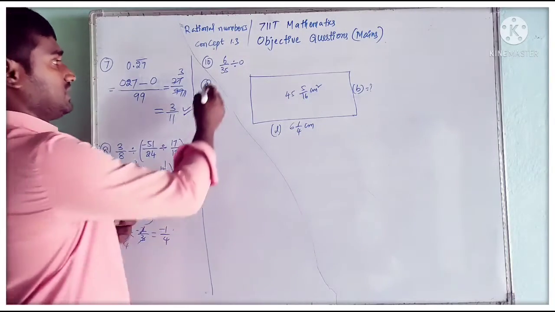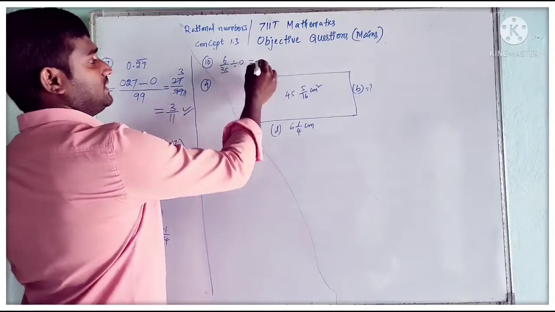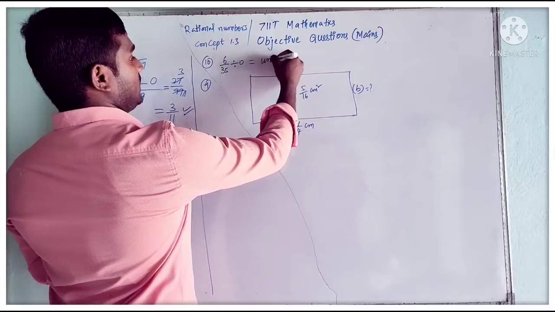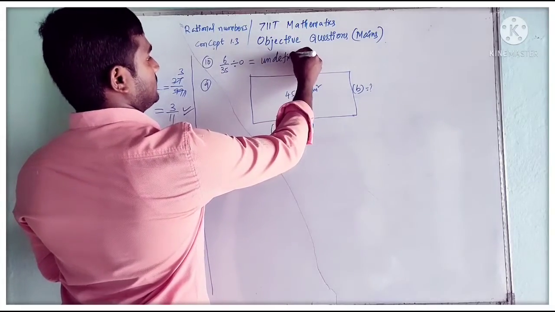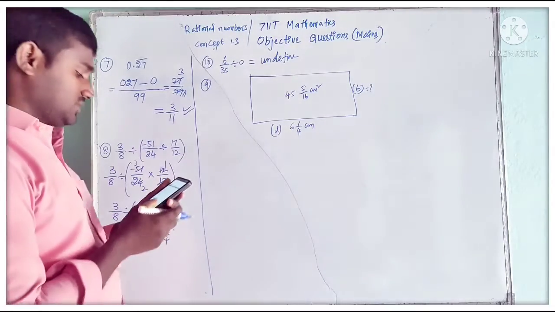Next, 10th question we have 6 by 35 divided by 0. So if you divide any rational number by 0, it is undefined. We cannot define it. Undefined is the answer. Undetermined or undefined.